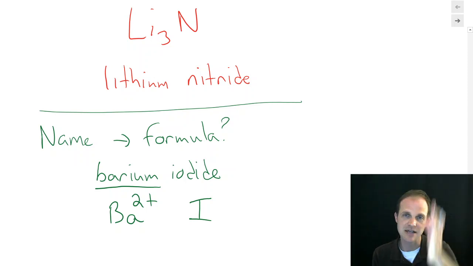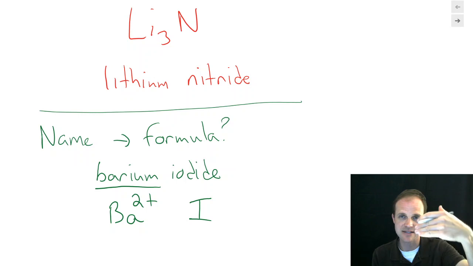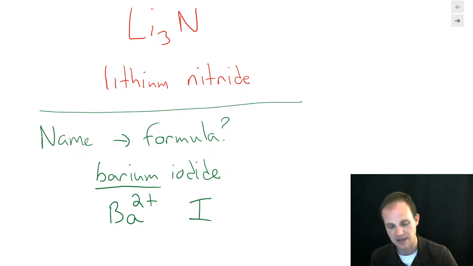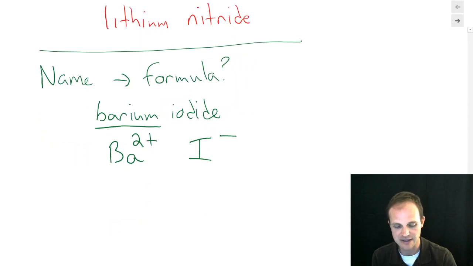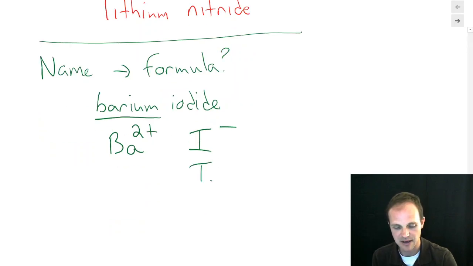It's I. I notice iodine is one of the halogens. So what does fluorine do? Fluorine has 7 valence electrons, 1 more to get 8. So that's what iodine does as well. So now I've got Ba2+ and I-. What do I need to balance that out? I need a second I-, and I get BaI2.